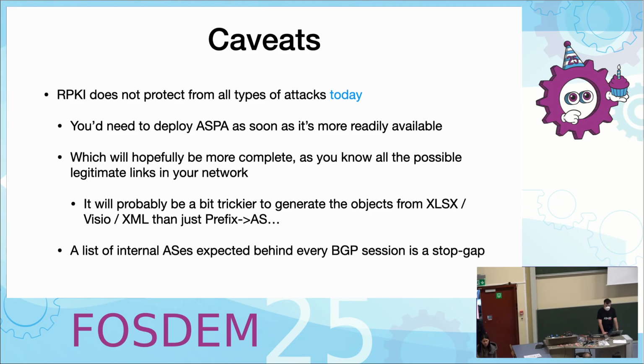The other thing is that RPKI, at least today, does not protect from all of these types of attacks. Currently, it only ensures that this prefix is originating from this AS. But if there are multiple ASs in the path, it's more difficult to get all of the properties you want. So it's still not up to par with IRR data. But we're slowly moving that way. And there is the ASPA standard.